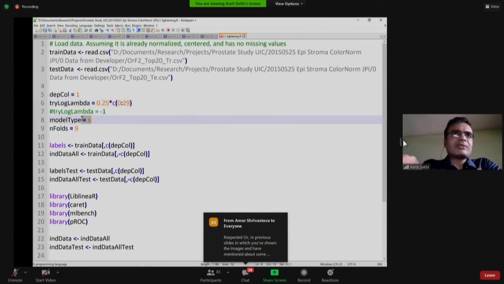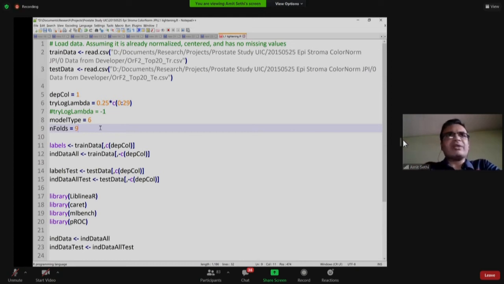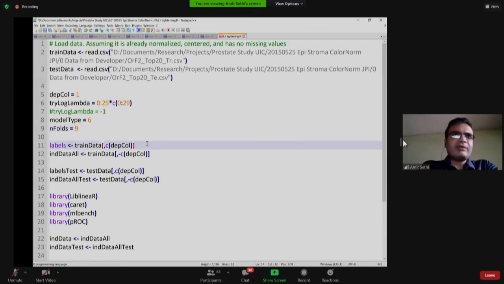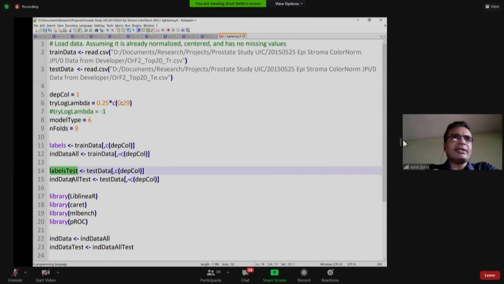And then the model type is whether it is logistic regression or SVM. You can select that using model type. And I will do 9-fold cross validation. That means I will divide the data into 9 different segments, fit the model on 8 segments and try it on the 9th one, and I will rotate which one I keep out so that I don't get a fluke model. I test it on the entire data. So then I'm reading the first column as the label, and everything that is not the first column, minus the dependent column, as the independent variables. I do the same for the test data.